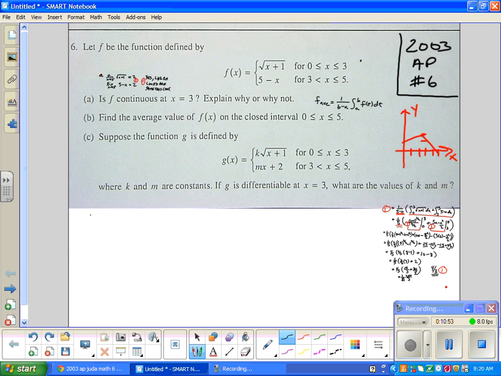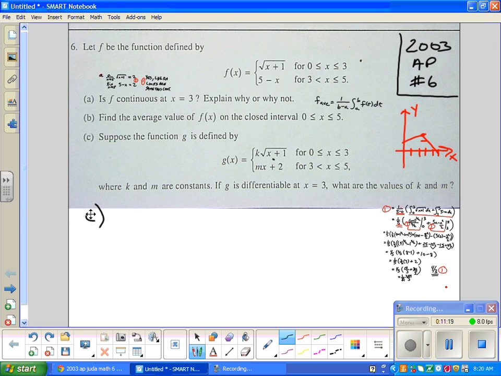So letter C. So now think about it. We awarded 2 points for letter A. We awarded 4 points for letter B. How many points are left? 3. There's 9 points total for number 6. So we've awarded 6, so I know this is worth 3. It says suppose the function g is defined by g of x equals k times the square root of x plus 1, and then mx plus 2.